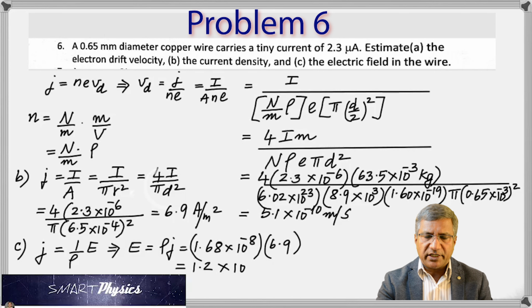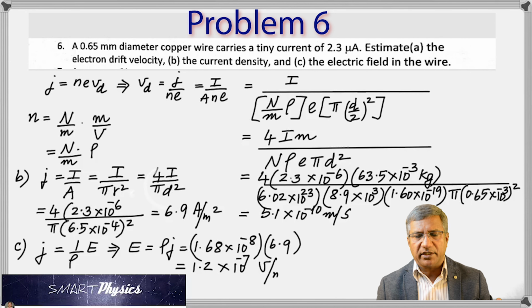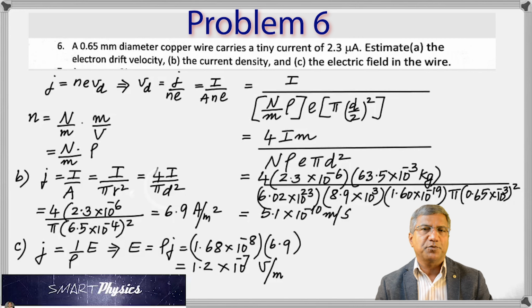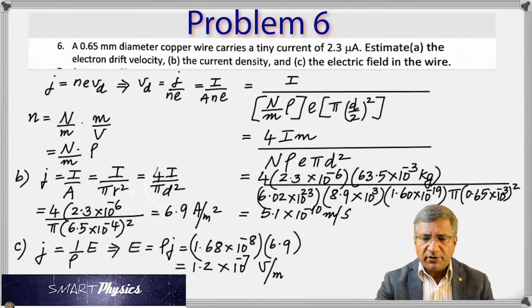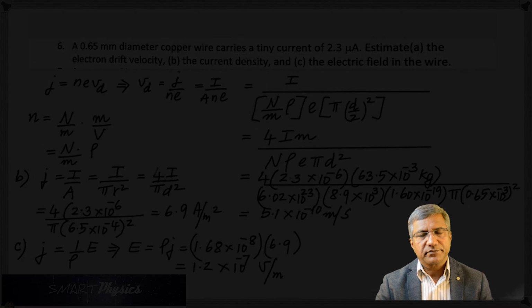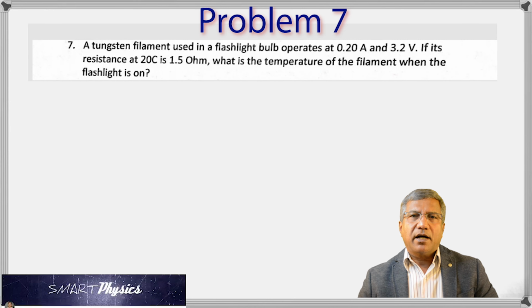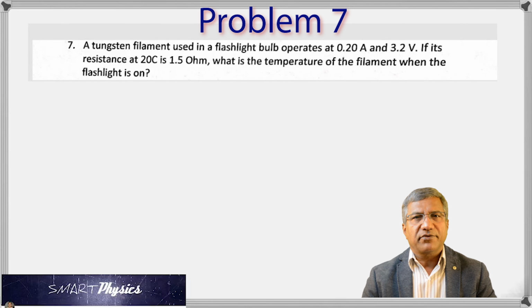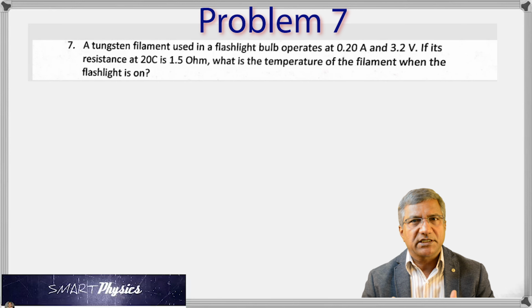So we got the current density as 6.9, you multiply and you get 1.2 times 10 to the negative 7 volt per meter. So once again, remember that the rho here is density, but the rho here is resistivity. I picked this question just to show you how big the temperature of the tungsten filament is.